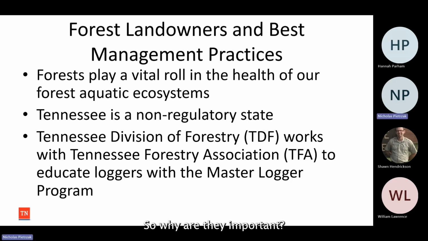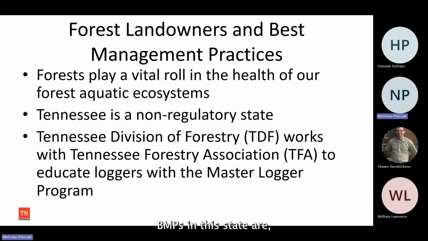So why are they important? Well, forests play a really important role in the health of aquatic ecosystems. They act as a filter, essentially, and about 53% of Tennessee is forested, or just under 14 million acres. So quite a bit.